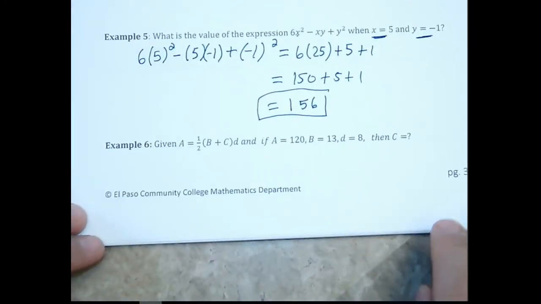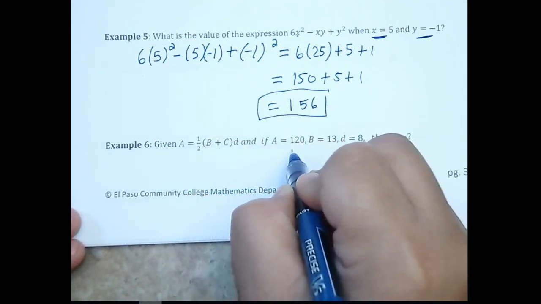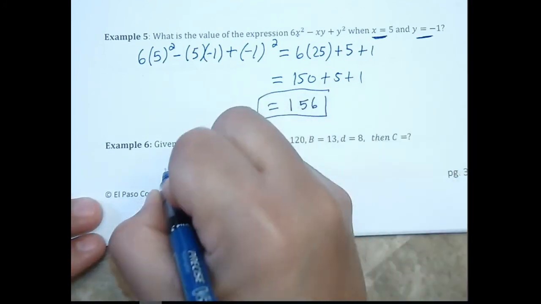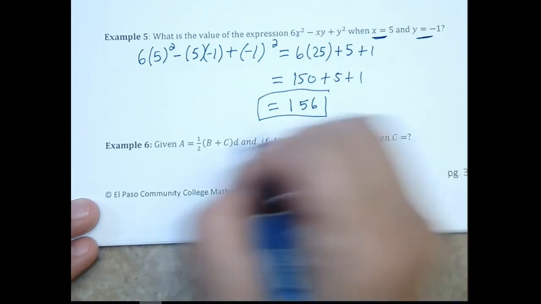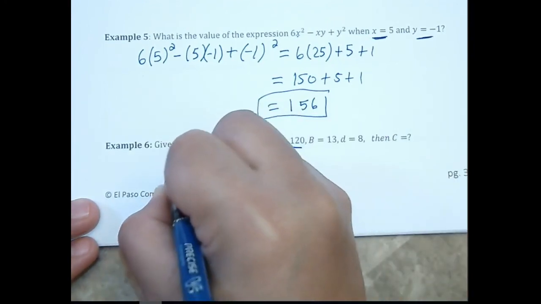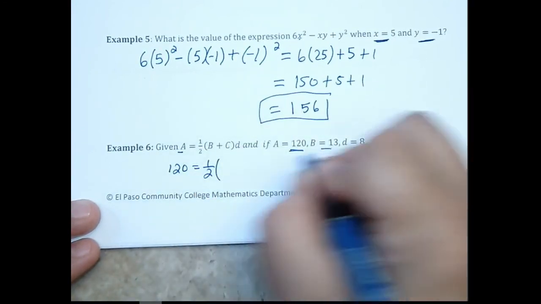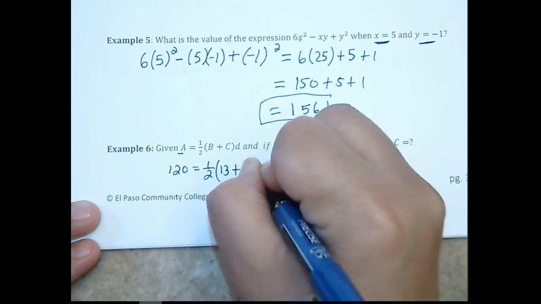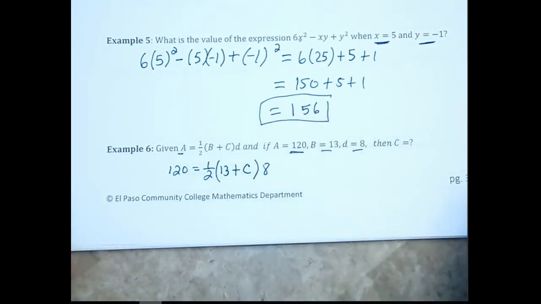Example 6, A is equal to 1/2 B plus C times D. If A is 120, B is 13, D is 8, then what is C? So we substitute the information that we know. So A is 120, so instead of A here, I'm going to write 120. And B is 13. And C we don't know, so I'm just going to call it a C. And D is equal to 8. So we want to simplify.